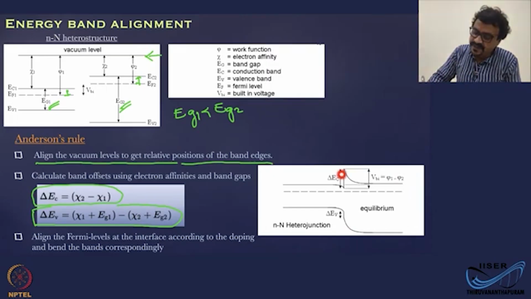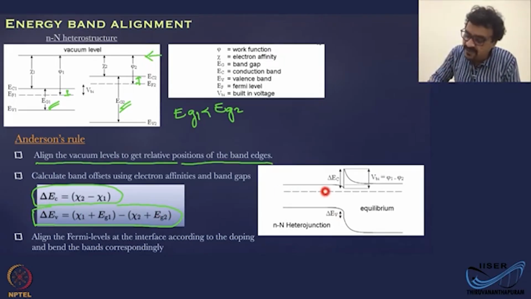So the band edge is here. This is delta EC, that is given by the two electron affinity. The delta EV, that is given by this thing here. Then you also made sure that the Fermi level is continuous here. For example, you can see that Fermi level is discontinuous in these two cases.